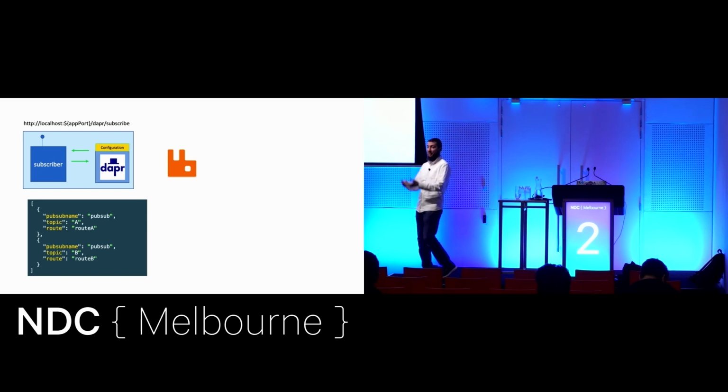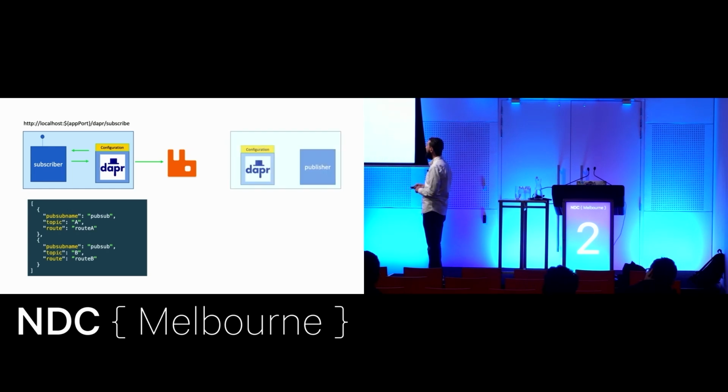So once your application starts up and the Dapr sidecar starts up, and it invokes this HTTP endpoint, it takes the configuration, it stores it inside, and then it subscribes to the message broker based on this configuration. The configuration in the yellow box up there has the configuration for how it connects to the message broker, the connection, the username and password for that message broker.